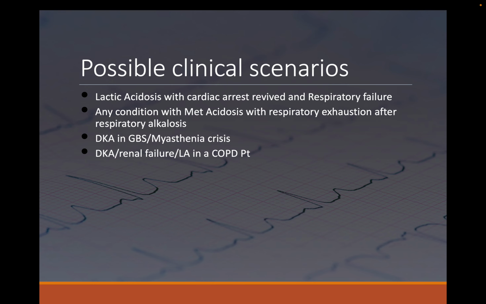DKA or renal failure in a COPD patient. DKA and renal failure will explain the HAGMA part. COPD patients already have underlying CO2 retention because of air trapping from the obstructive lung disease. So they have both metabolic acidosis and respiratory acidosis. These are the conditions where both can be present, the possible clinical scenarios in this patient that can explain both respiratory acidosis and metabolic acidosis.